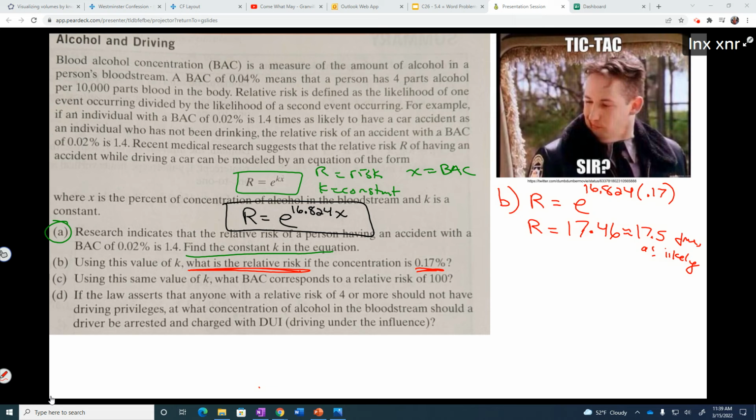All right. Next question is, using the same value of K which we found, what blood alcohol content corresponds to a risk of 100? So we're solving for x, because it's asking what BAC, that's the x. This is saying, what would your blood alcohol content have to be for you to be 100 times as likely to have an accident? So let's figure that out. It's giving us a risk of 100, so we plug in 100 for R. And we're using the same equation, e to the 16.824x, and we're solving for x here for blood alcohol.